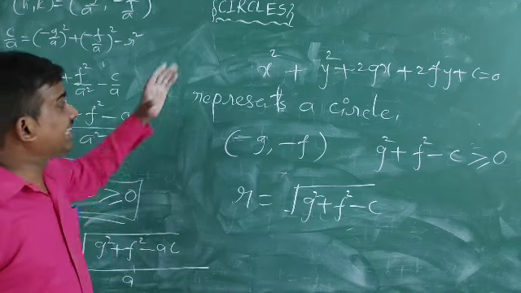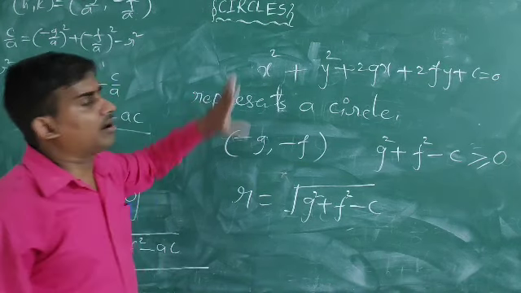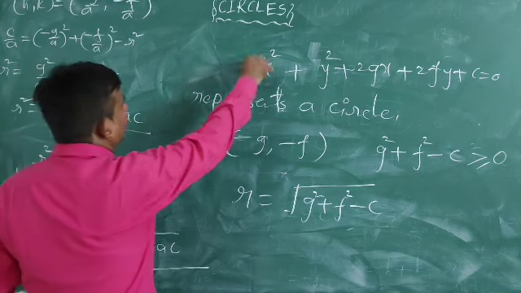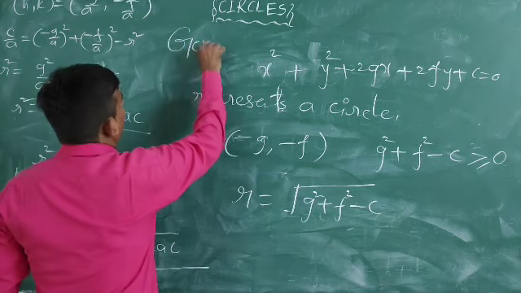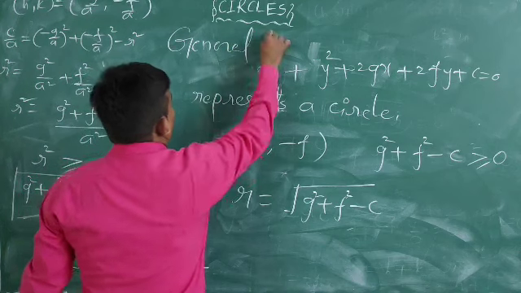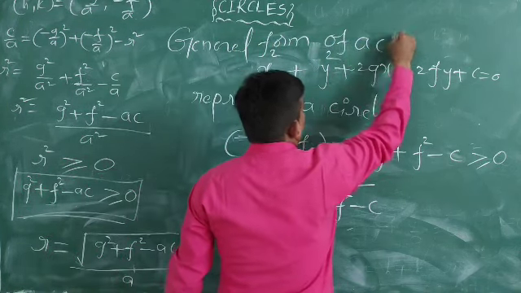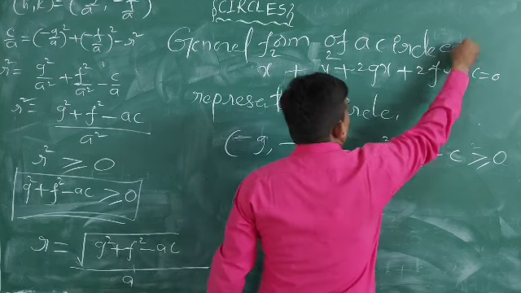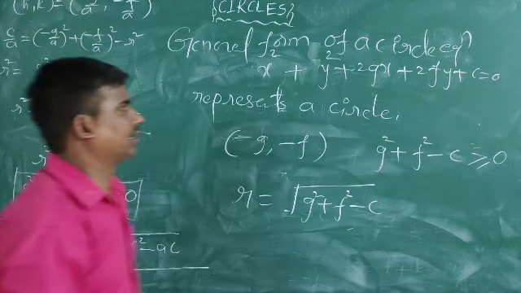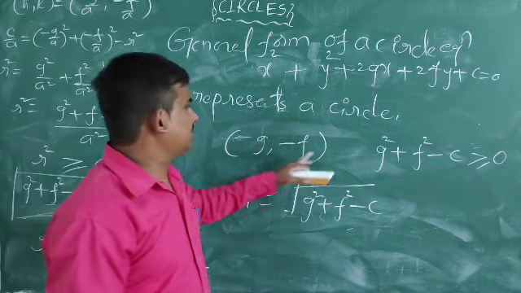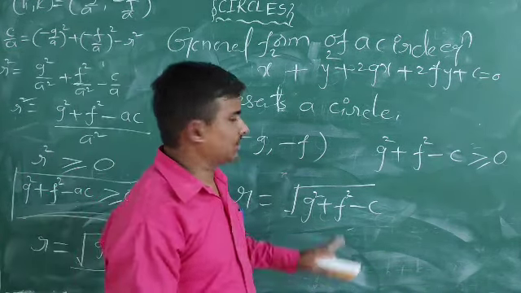Finally, this is the general form of the circle equation. Okay, it is the general form. Usually its center is minus g, minus f, and the radius is this one.